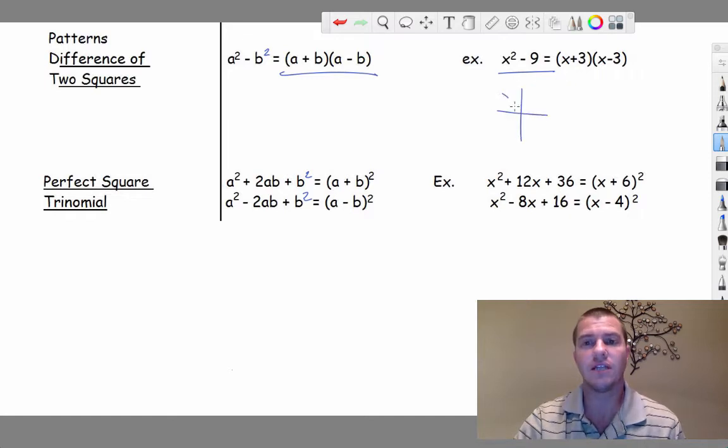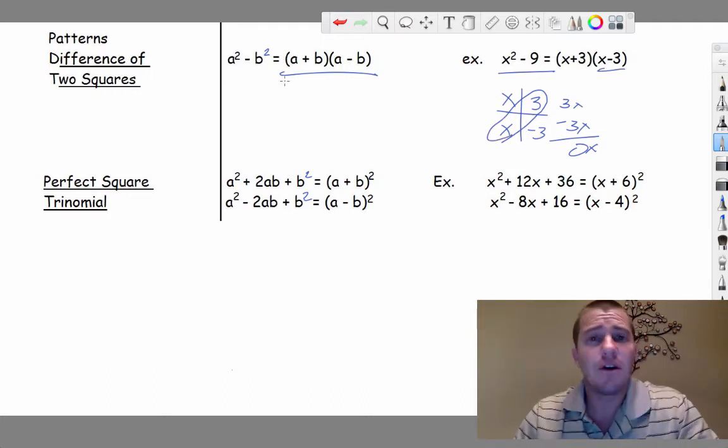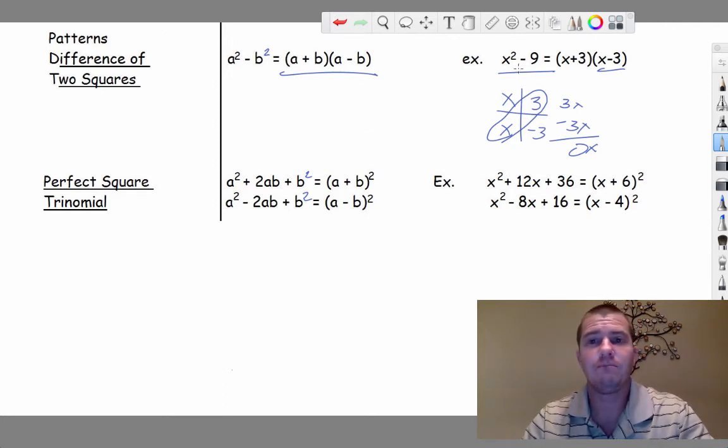You can still do the t-chart. Just understand that your middle term, because it's missing, is a 0. So you have x and x multiplied to be x squared, what multiplies to be negative 9? You have positive 3 and negative 3, and positive 3x and negative 3x add up to 0x, which is what works for this one. So you have x plus 3 times x minus 3. You can still factor these the same way as the others. Just understand that if it's only the x squared term and the constant, the middle term is a 0 if it's missing.